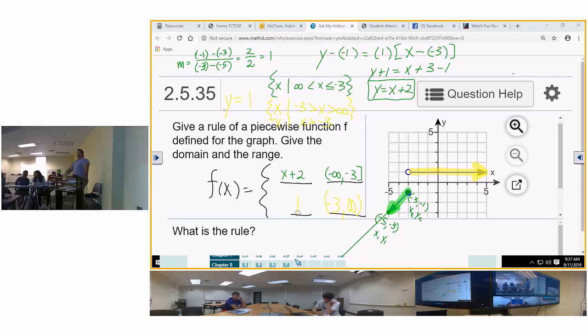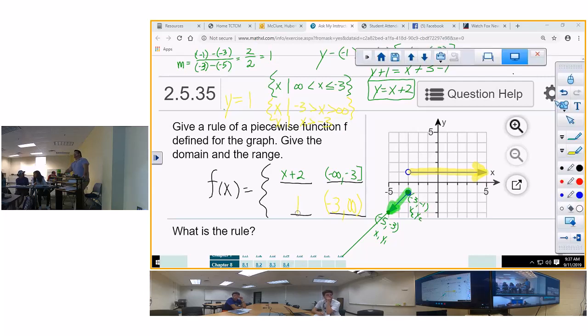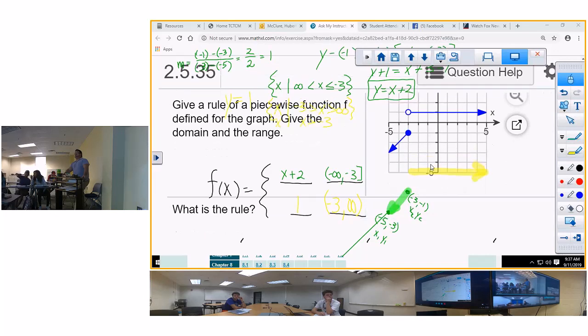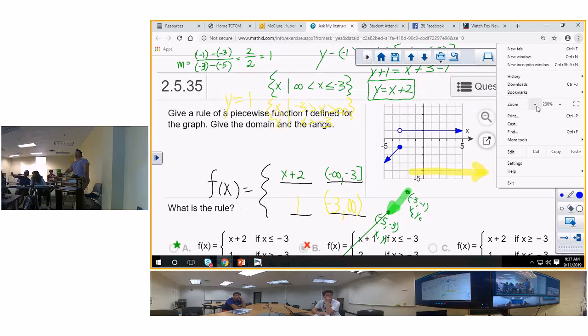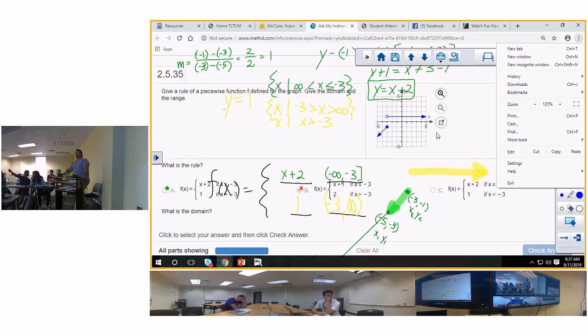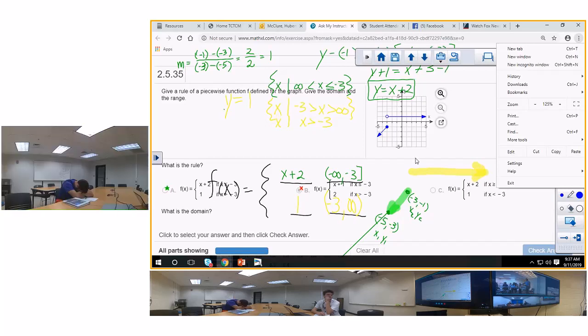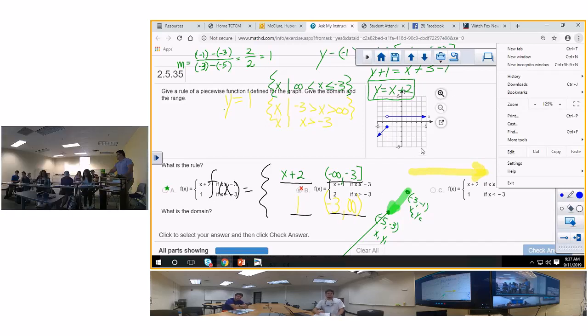Question, gripe, complaint? So, write all that down. You know what the slope is. Let's go down and see what the answers are. Here it is: x plus 2, x is less than 3. That's what I just wrote. And y is equal to 1, x is greater than -3. That's it. Y'all starting to understand it?